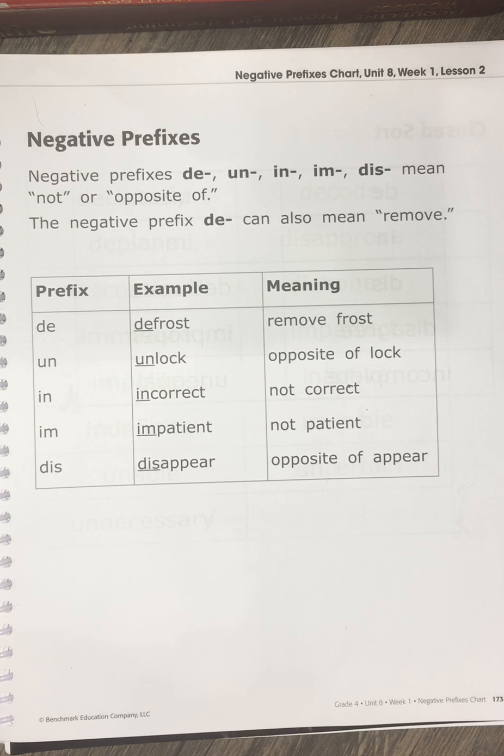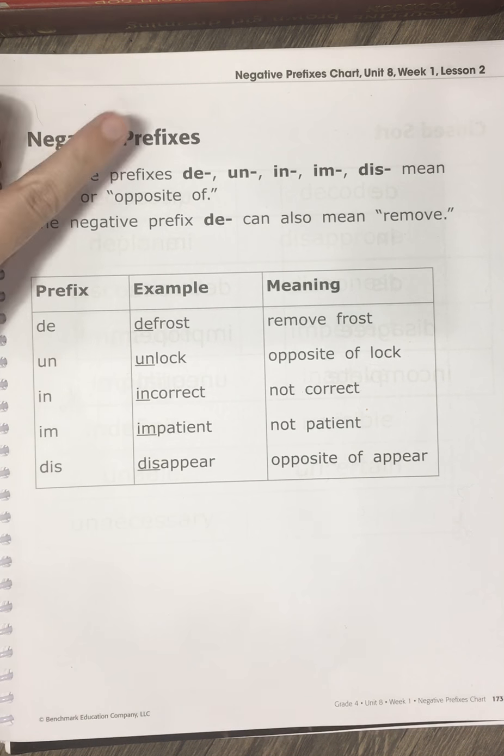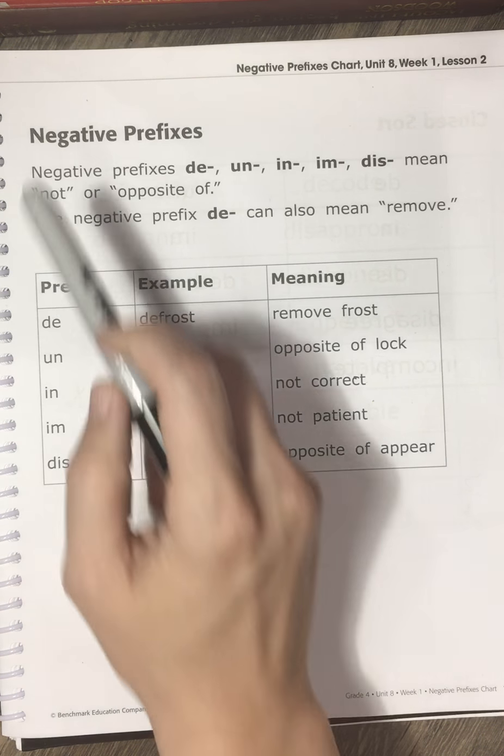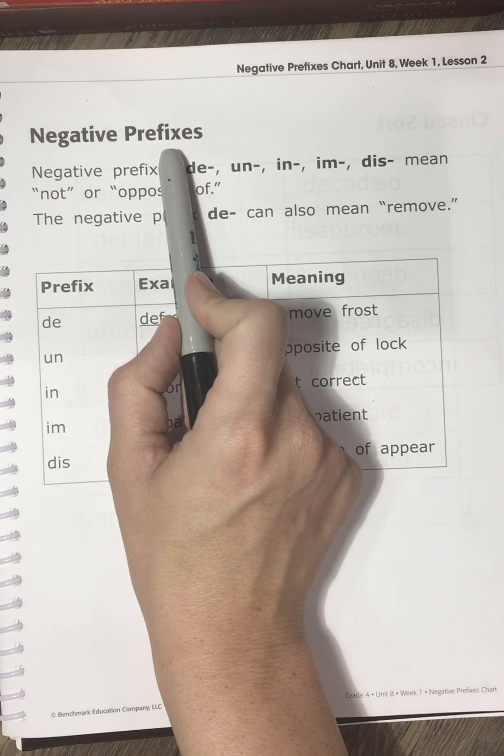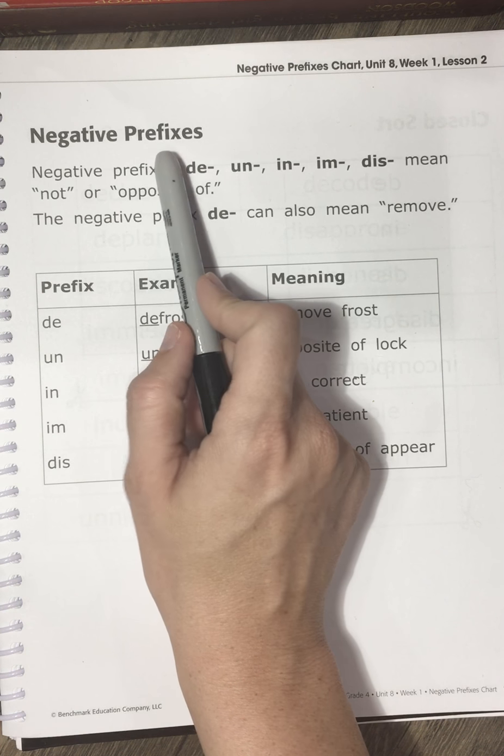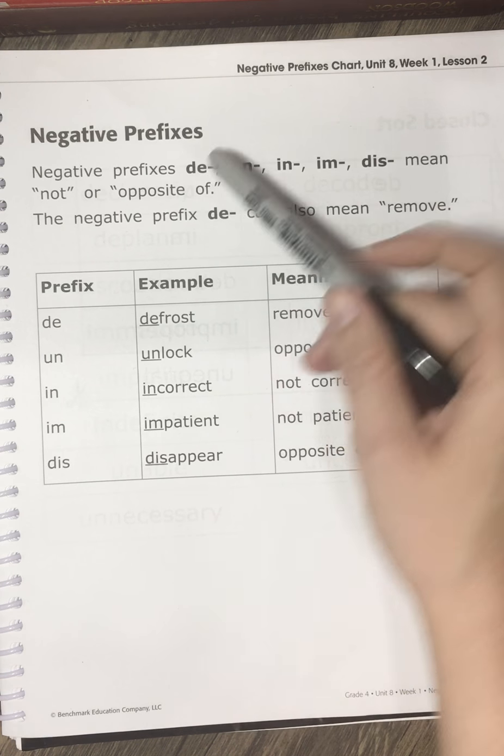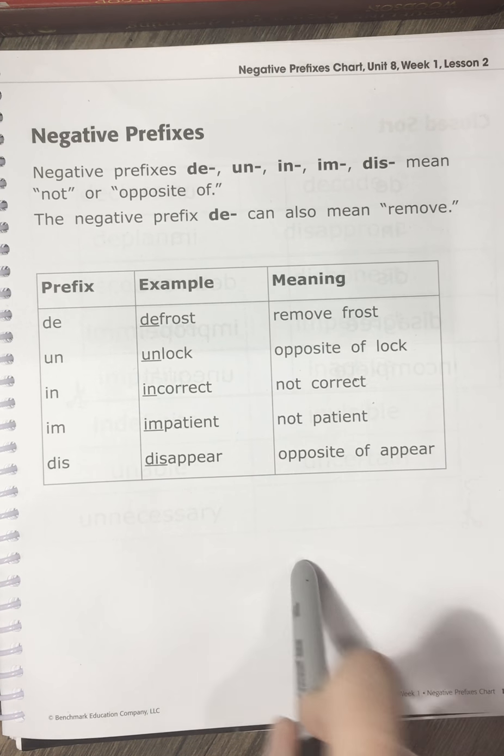I am going to just give y'all a quick mini lesson for our word work this week. We are going to be learning about negative prefixes. So if we remember, prefixes go before our root word. So this paper right here, this is like an anchor chart.